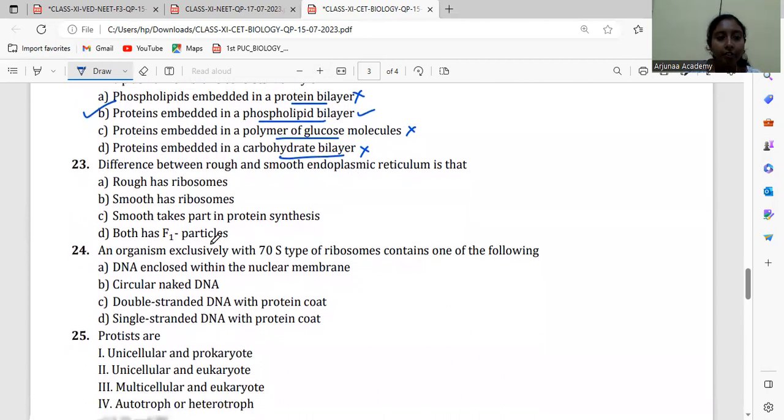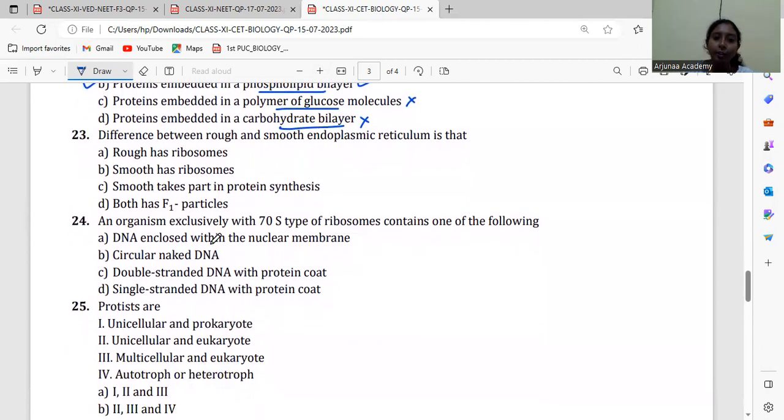Then, difference between rough and smooth endoplasmic reticulum is. So what is the difference we have to see here? Rough has ribosomes, right? But smooth doesn't have ribosomes. Next option, smooth has ribosomes. No. Smooth takes part in protein synthesis. Also no. Both have F1 particles. They do not have any F1 particles. So it is actually F0-F1 particles which they do not have. So the answer is option A.